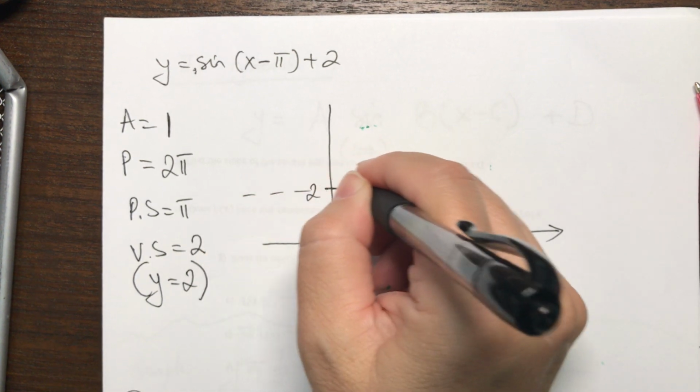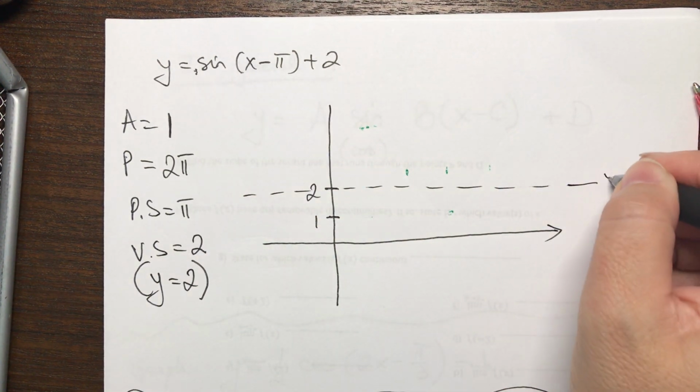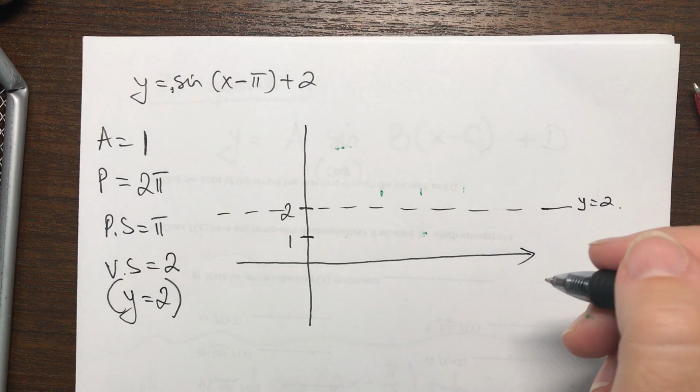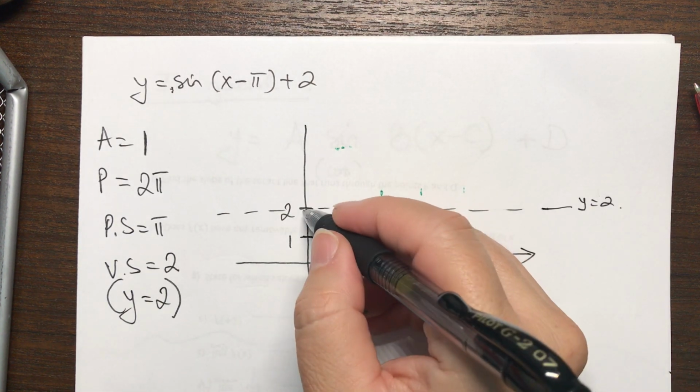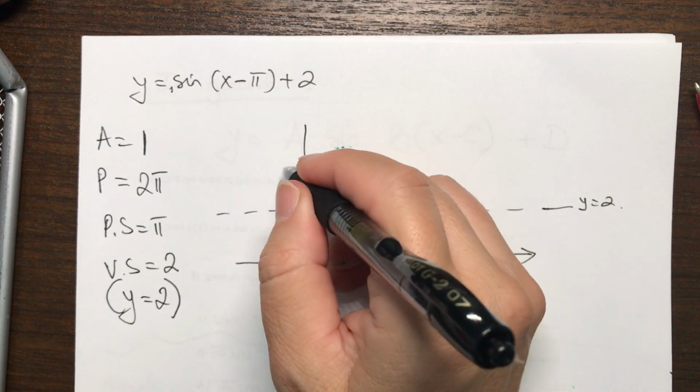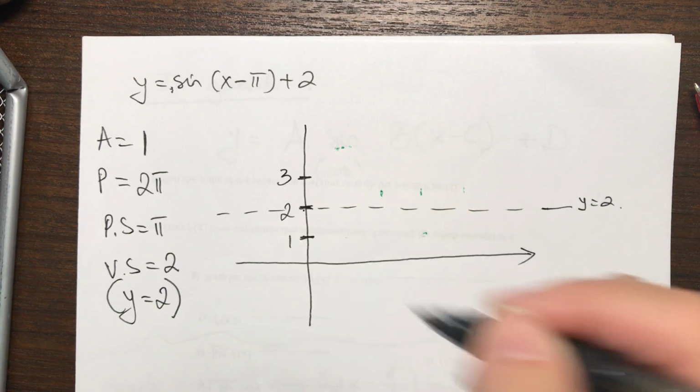So what we're saying is that the midline moved up to y equals 2. Yes, so we're taking this graph and moving it 2 units up. And what's the amplitude from here? The amplitude is 1. So from this midline, we're only going 1 unit up and 1 unit down.